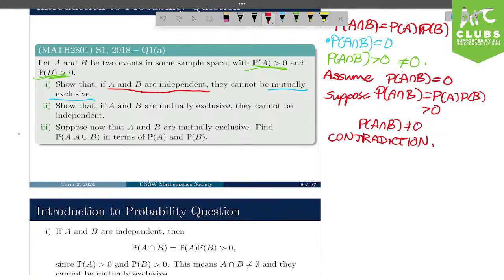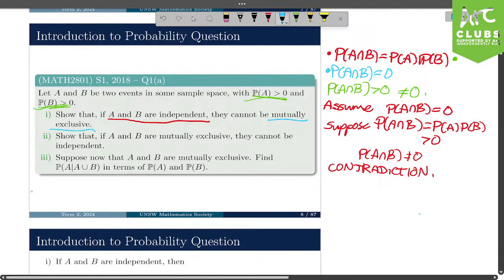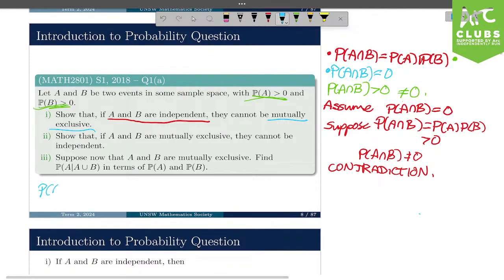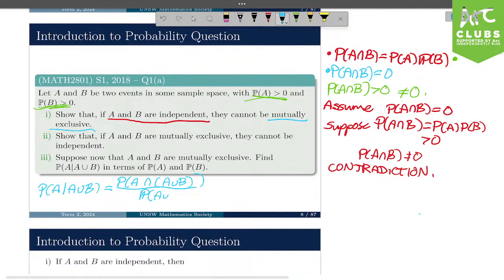Suppose that A and B are mutually exclusive. Find A given A union B in terms of P(A) and P(B). Well, for this, it's just a very standard sub into the definition question. So let's sub into the definition. So we have the probability of A given A union B equals, well, this is just the probability of A intersect A union B divided by the probability of A union B.